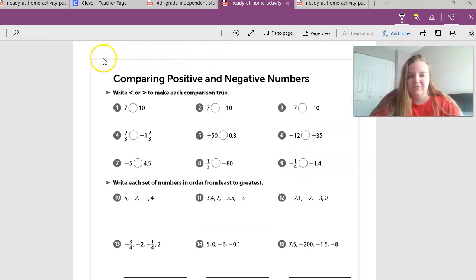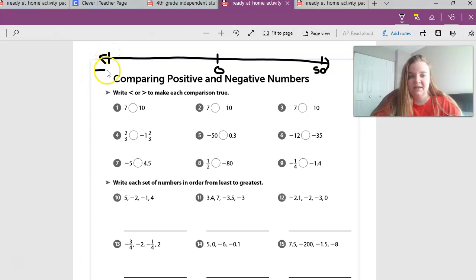Okay, so we have a number line, right? We know it's a line because there's 2 arrows at the end telling us that it keeps going in any direction. We have 0. We have all of the positive numbers over here. So let's just say this is 50. Bit of a leap. Okay, and this is negative 50. That negative sign is huge.